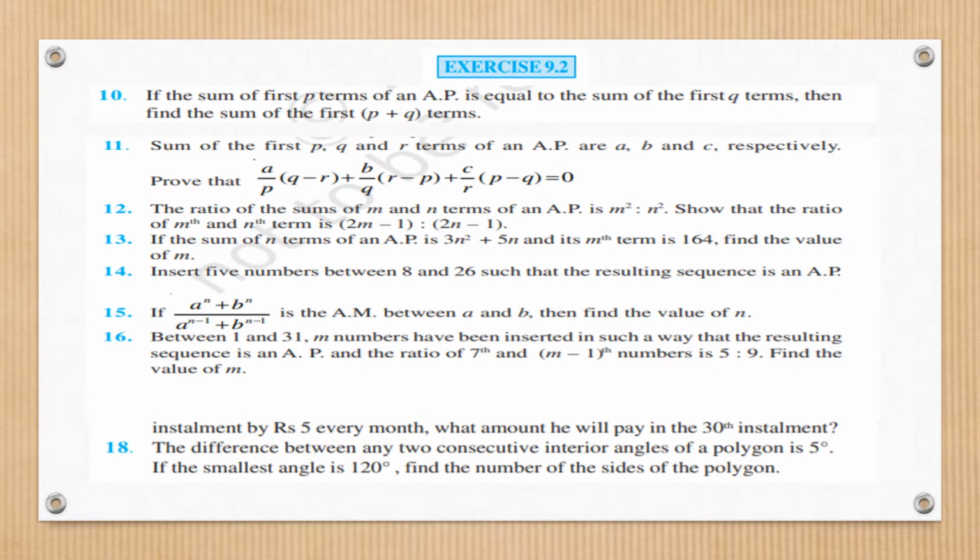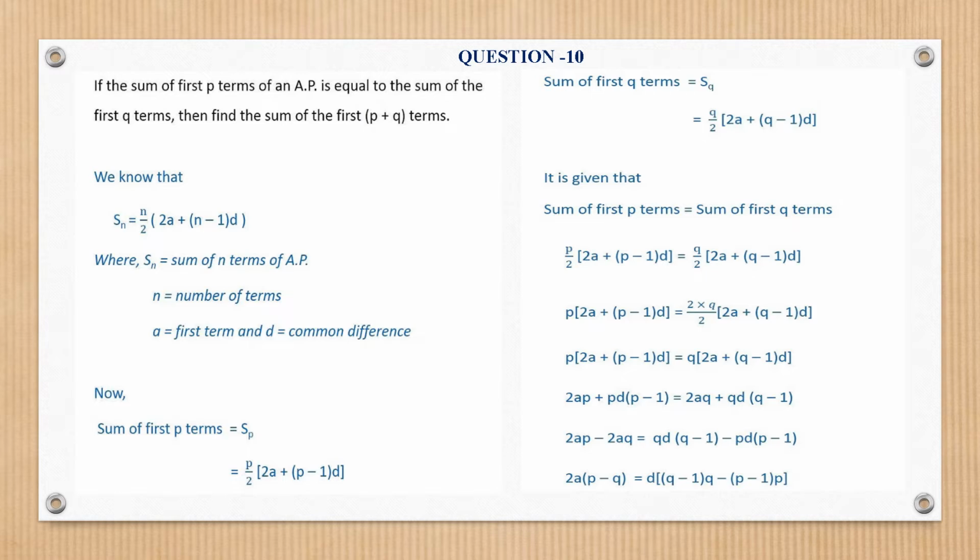In this exercise, we will solve question number 10 to 18. Question number 10 of your NCERT says that if the sum of the first p terms of an AP is equal to the sum of the first q terms, then find the sum of the first p plus q terms. So what is given here? We know by the formula of the sum, Sn is n by 2 times (2a plus (n minus 1)d).